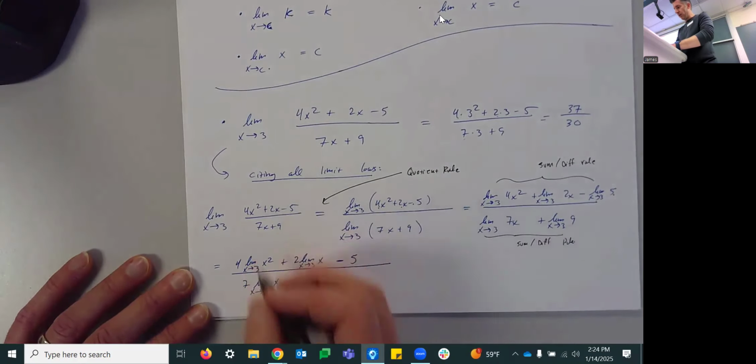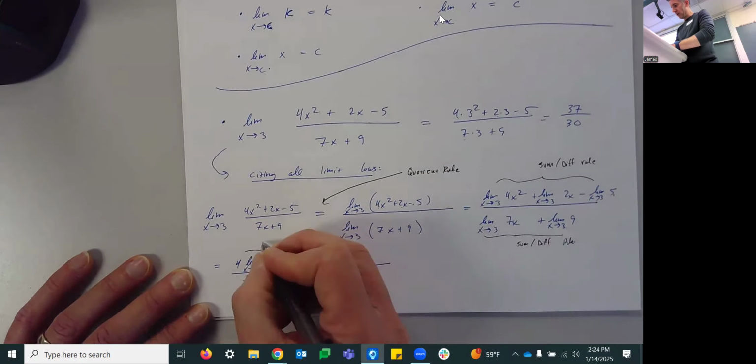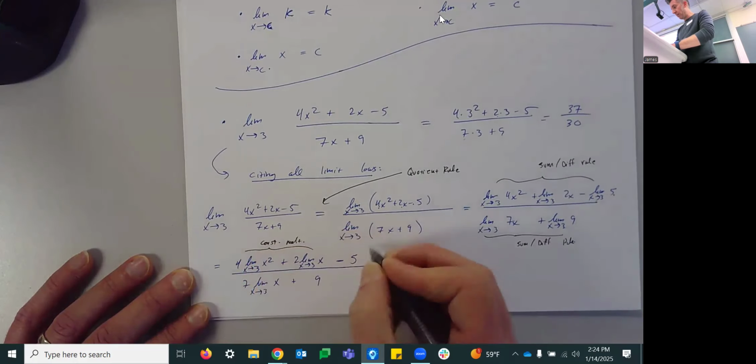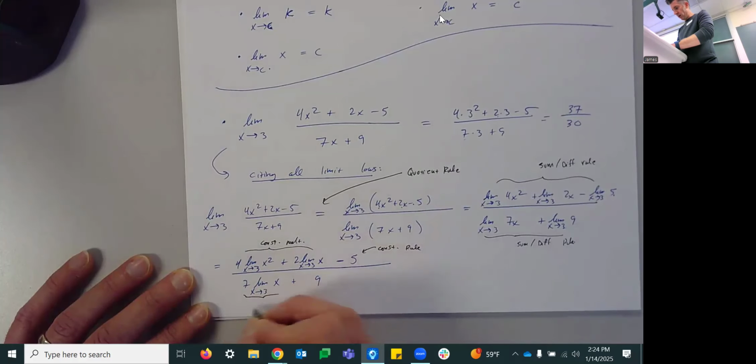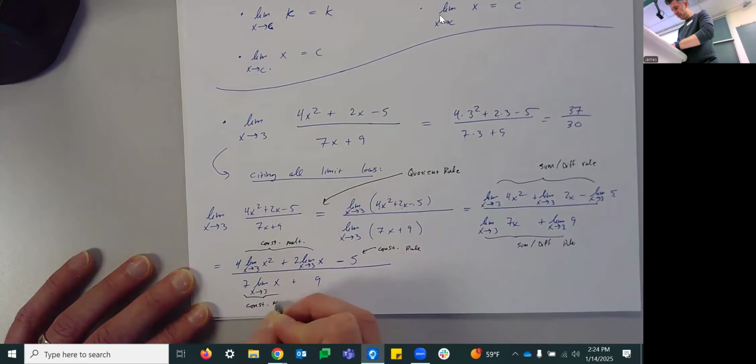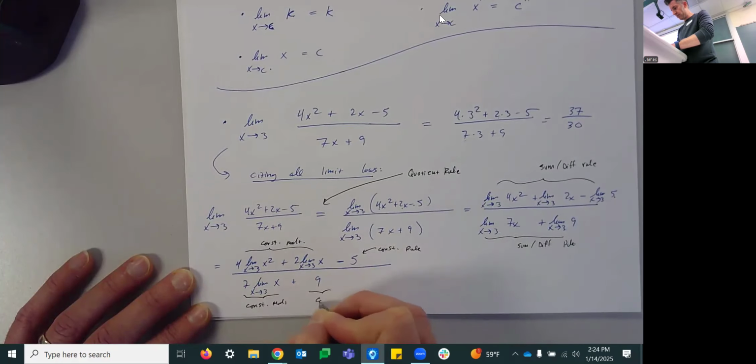So if you want to label things, here we've used the constant multiple rule. And here we've used the constant rule. Same deal down here. Constant multiple rule, constant rule.